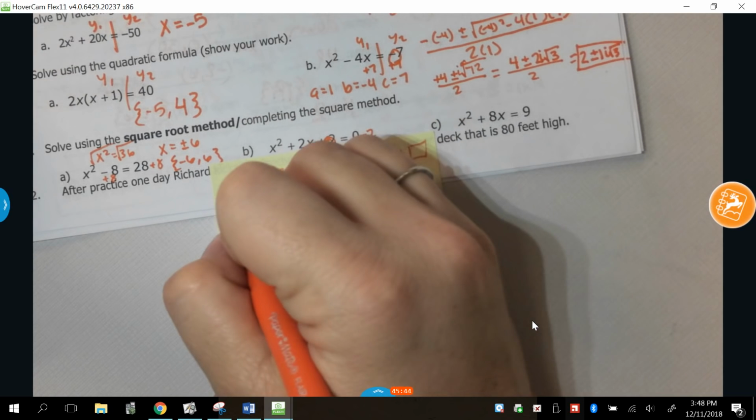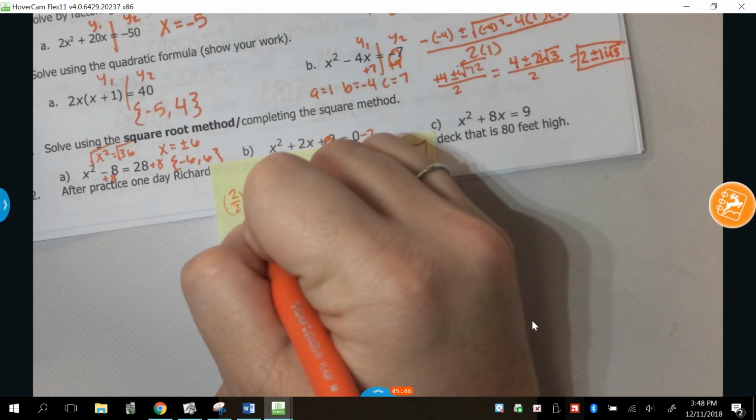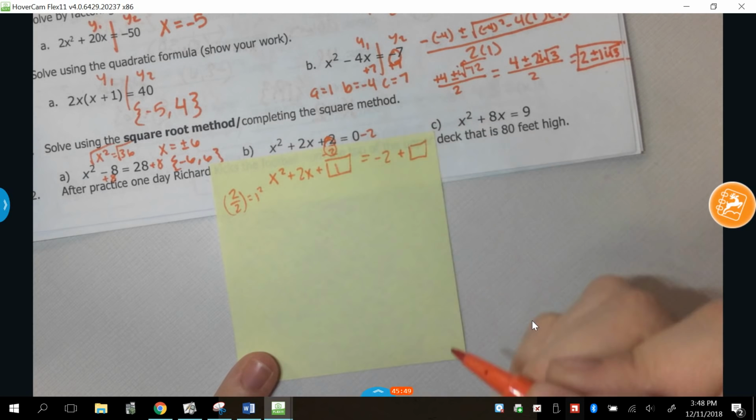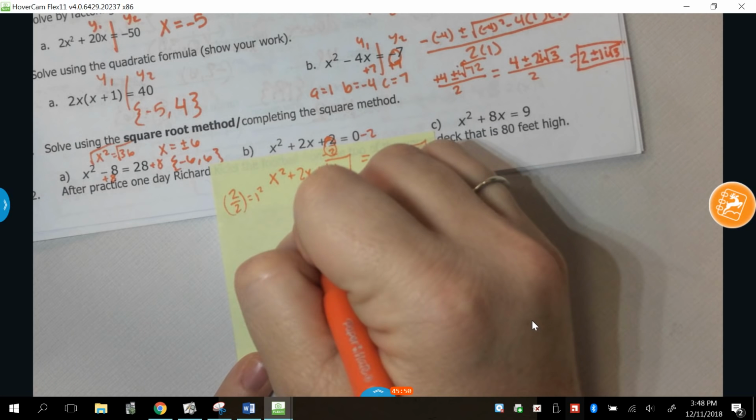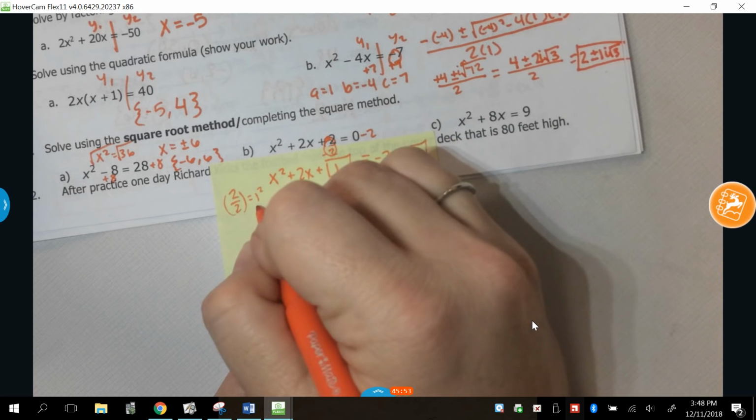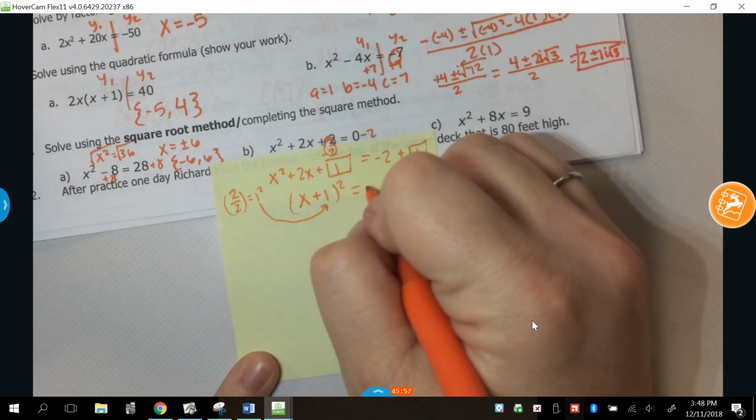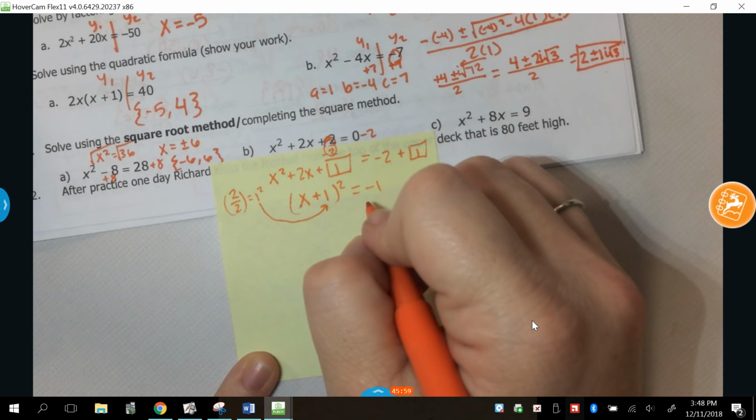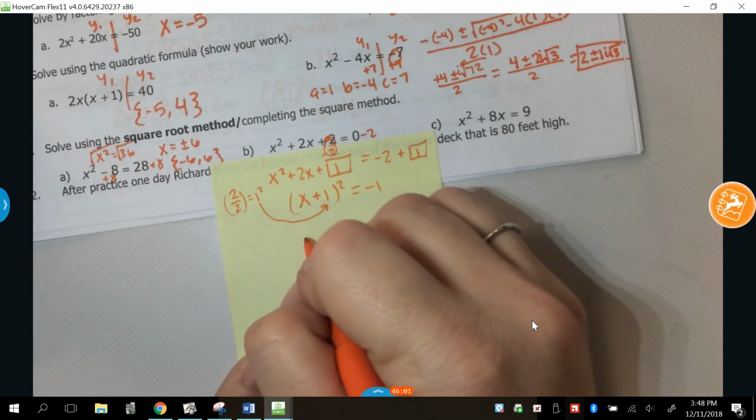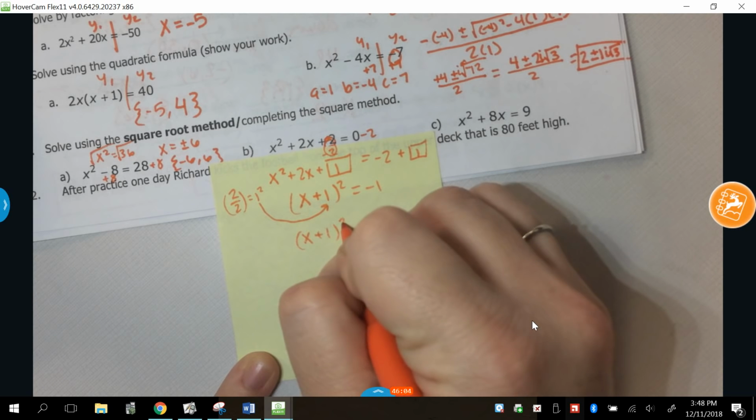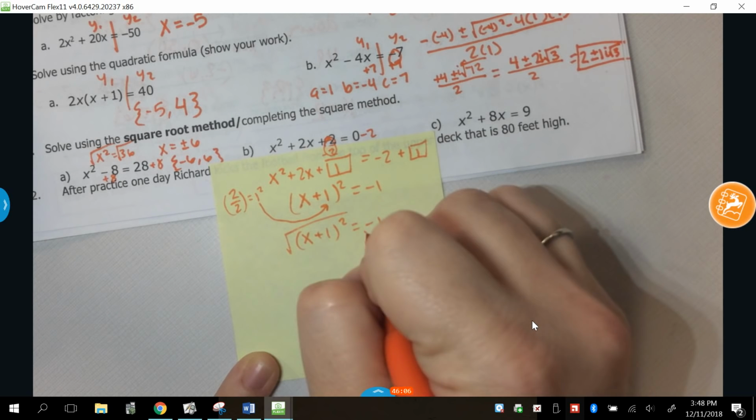So we take our middle term divided by 2, and that equals 1, and we square it. So this ends up being 1. And that gives me (x plus 1) squared, because remember it's just this number that goes there, equals, we added 1 there, we add 1 here, so negative 1. And so now we can take the square root of both sides. So we have (x plus 1) squared equals negative 1, square root.